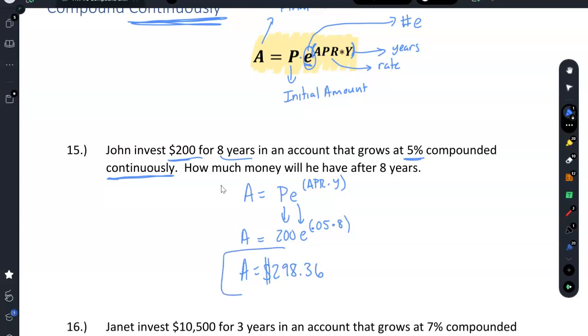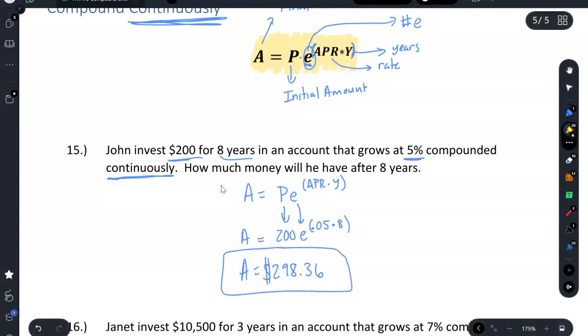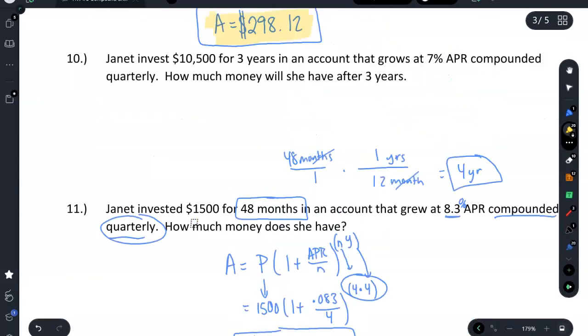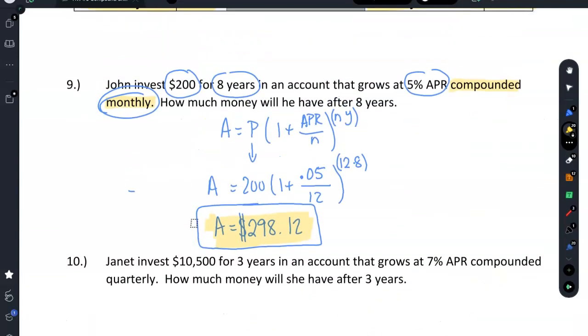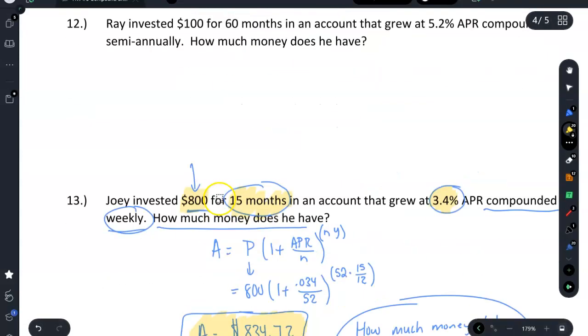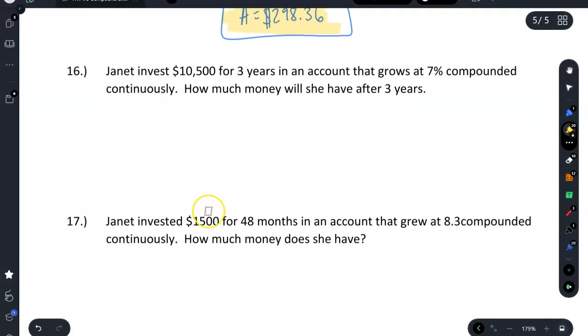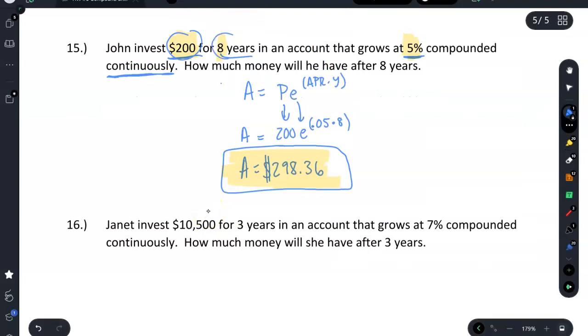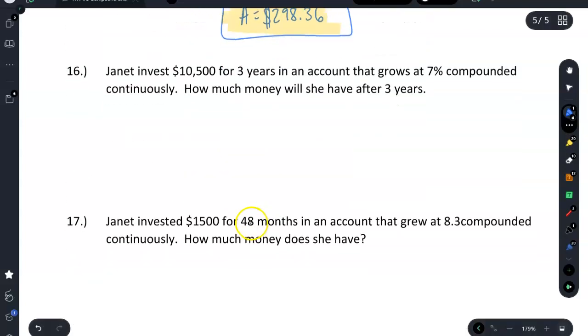$298.36. So just like I did on the previous example, this was the same one where we had $200, 8 years, for 5%. And if we look at it when it was just compounded, it was $298.12. And you can see that it didn't go up much, but when we compound it continuously, it was more profitable to have it in an account that's compounded continuously, given that the initial amount, the years, and the rate stayed the exact same.